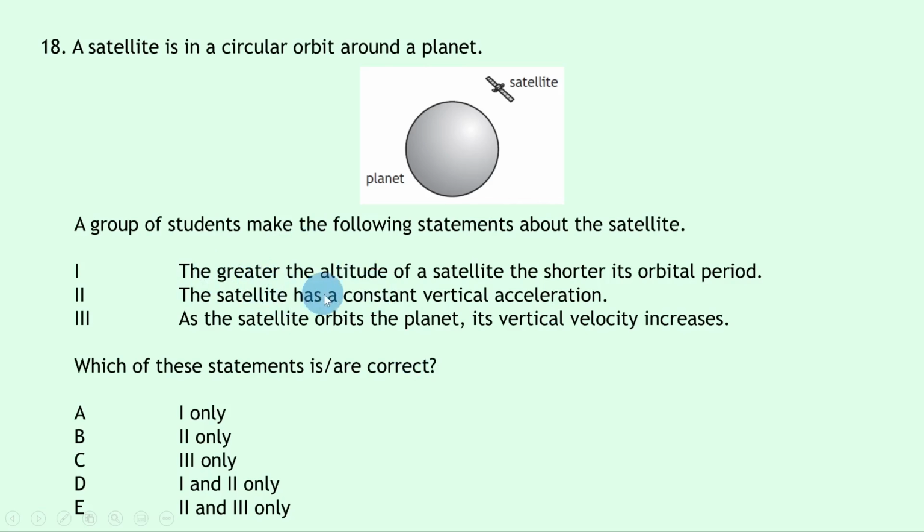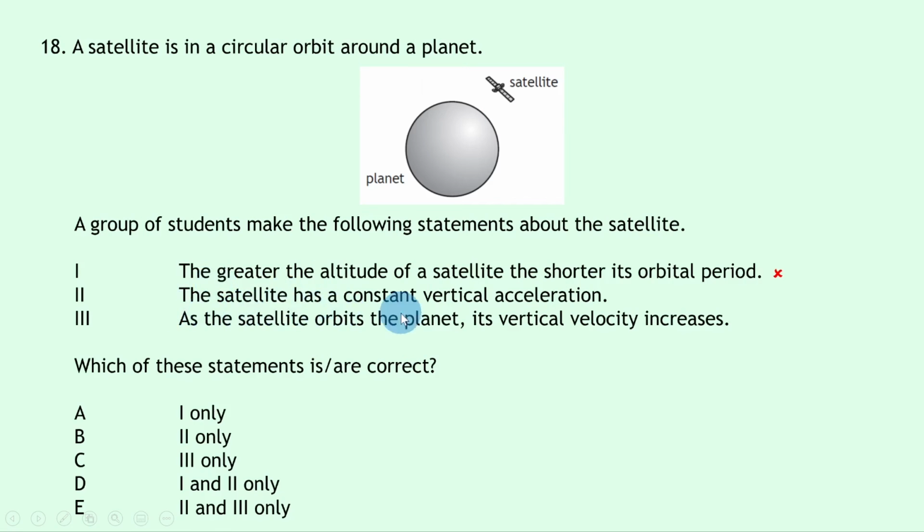So for the first one, the greater the altitude of a satellite, the shorter its orbital period. Well, that's going to be false because that's suggesting that the further away the satellite gets from the planet, the less time it's going to take to orbit the planet. But that doesn't make sense because it should be that the greater the altitude, i.e. the further away the satellite is, the more time it's going to take to orbit the planet.